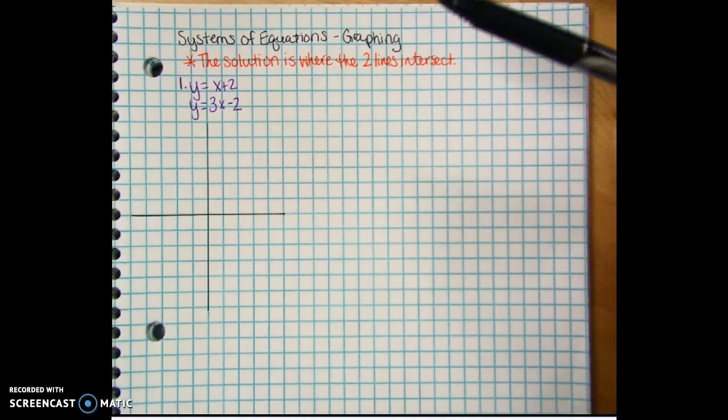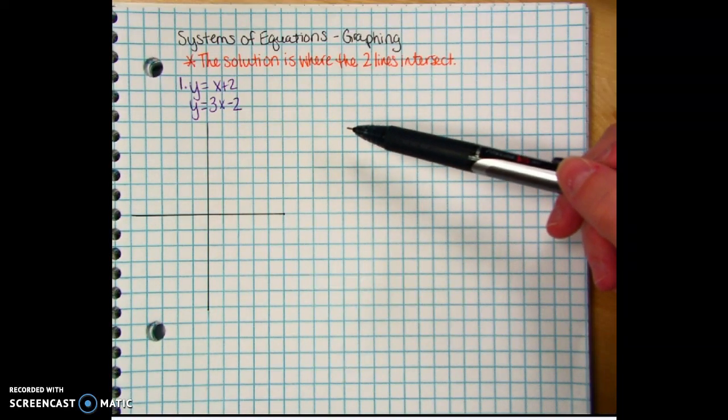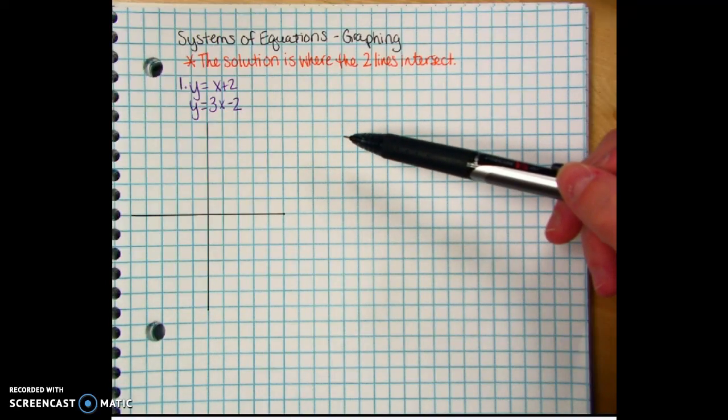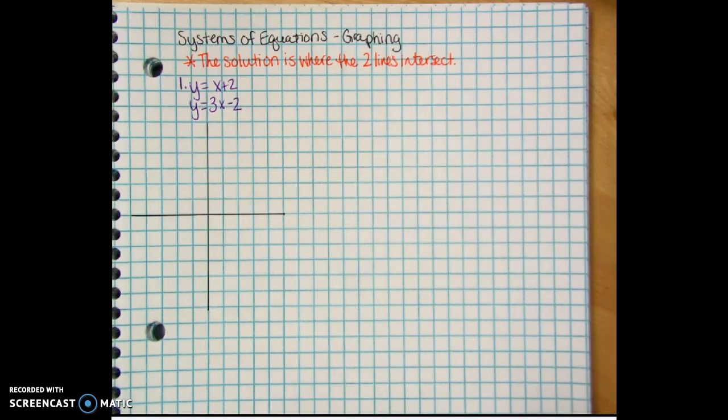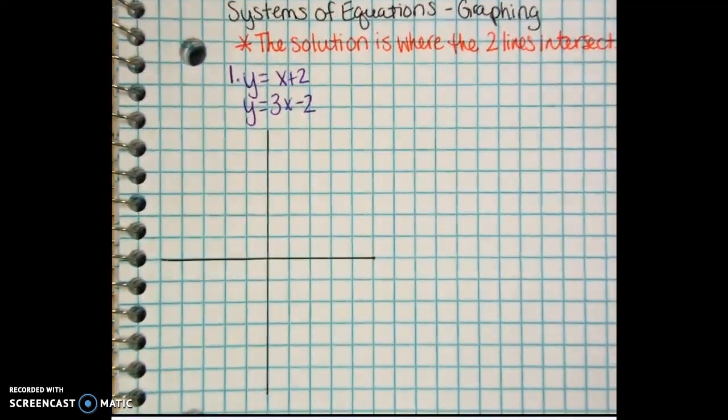So systems of graphing. You'll be graphing two lines on the same XY coordinate plane, and then where they intersect or where they meet, that is the solution. Okay, so I'm going to zoom in here on this first problem, and let's go ahead and graph this one.